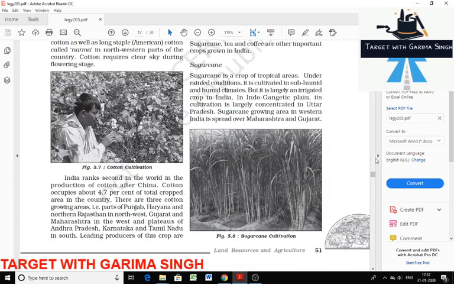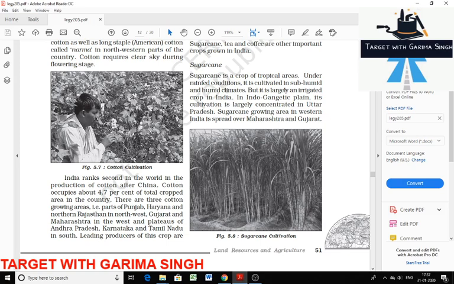Fiber crop, we had other crops, sugarcane. India's sugarcane production is about 23% of the world total production. Even in sugarcane production, India is the second largest producer after Brazil. Brazil is number one and India is number two in case of sugarcane production. Major producers are Uttar Pradesh, Maharashtra, Gujarat.